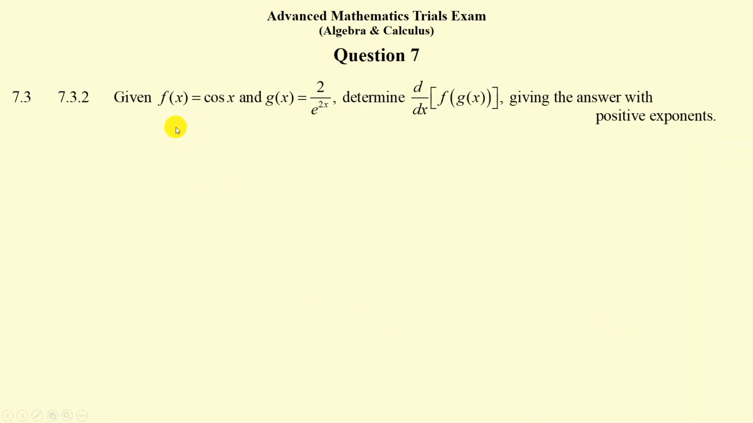Question 7.3.2. f of x is cos x and g of x is 2 over e to the 2x. Determine d by dx of f of g of x, giving the answer with positive exponents. Well, the first thing I'm going to do is to find f of g of x, which means that g of x has to go inside f of x.